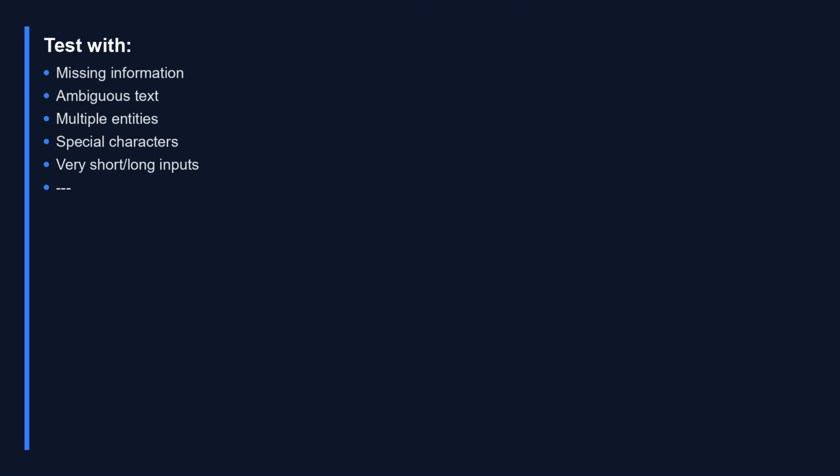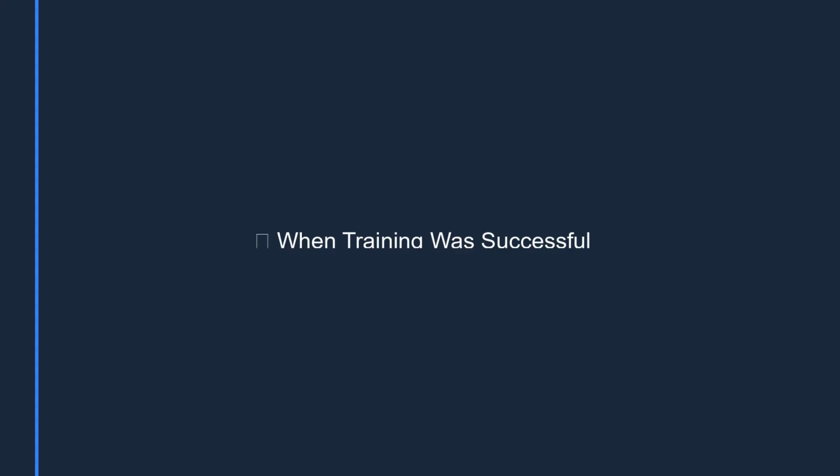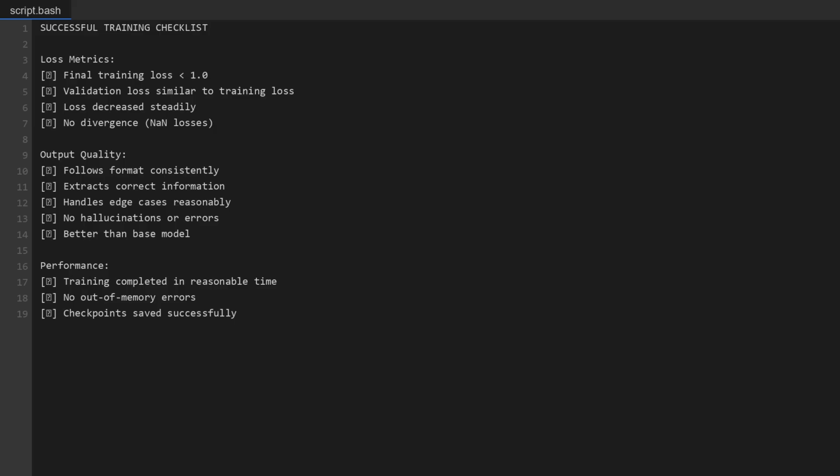When training was successful, here's a concrete checklist for what a successful training run looks like across 3 dimensions. On loss metrics, your final training loss should be under 1.0, training and validation loss should be close together, not diverging, and the loss curve should show a steady downward trend with no NaN values anywhere.